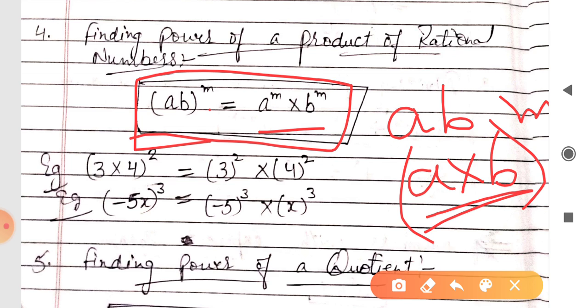Then we will separate these powers and these bases: a to the power m multiplied by b to the power m. This is the general form. For example, 3 multiplied by 4 raised to power 2 will be equal to 3 raised to power 2 multiplied by 4 raised to power 2. Next example is minus 5x raised to power 3. Here two numbers, minus 5 and x, have the same power 3. So write it as minus 5 raised to power 3 multiplied by x to the power 3.